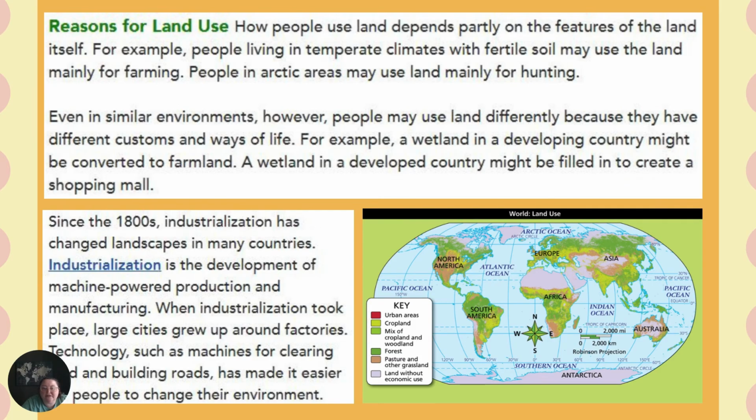Since the 1800s, industrialization has changed landscapes in many countries. Industrialization is the development of machine-powered production and manufacturing. When industrialization took place, large cities grew up around factories. Technology such as machines for clearing land and building roads has made it easier for people to change their environment.